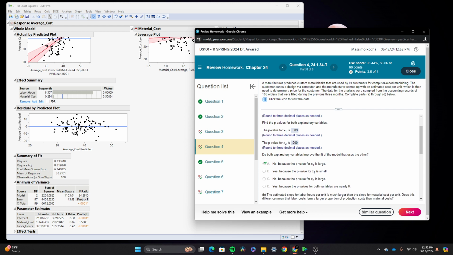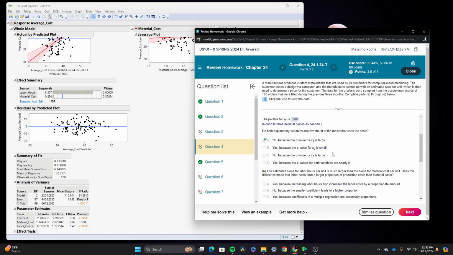So, do both explanatory variables improve the fit of the model? No, because the p-value for x1 right here is more than 0.05. This one is not. X2 is good, but X1 is not. Therefore, it is too large and it does not improve the model.